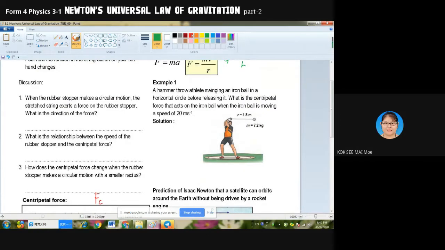Understand the question first. Through swinging the iron ball in a horizontal circle before releasing, the centripetal force acts on the iron ball when it is moving. They provided v, this one is the radius, and this one is the mass of the ball. The question wants the F, so please apply the formula straightforward and give me the answer for Fc.